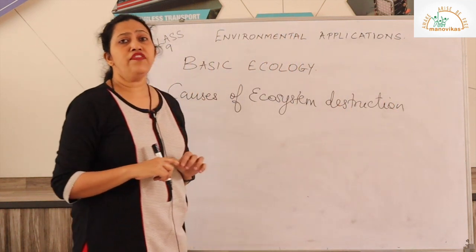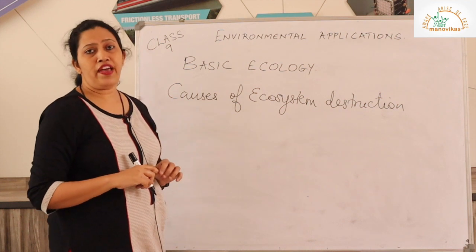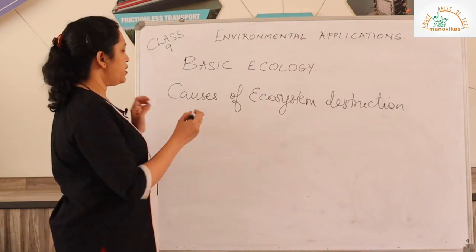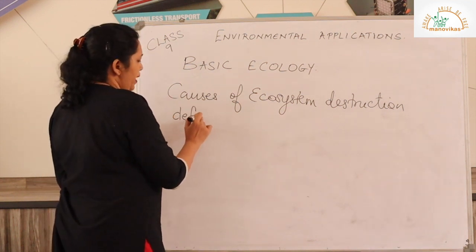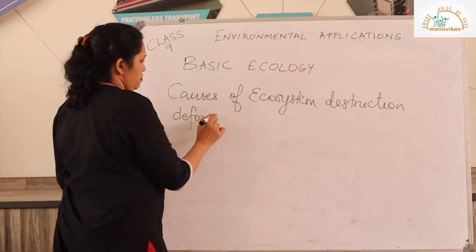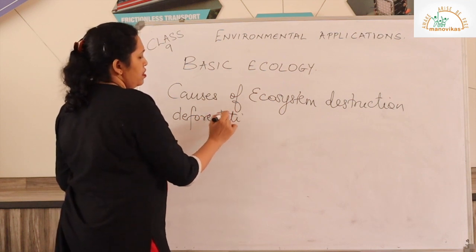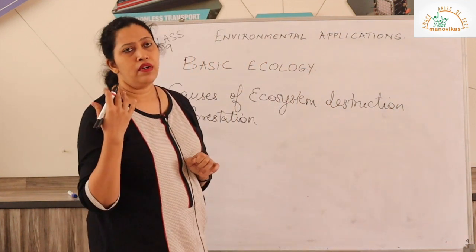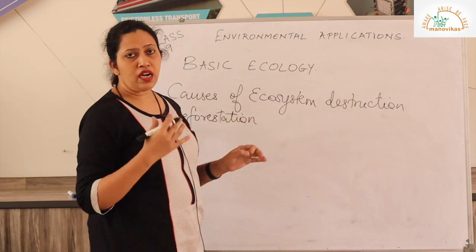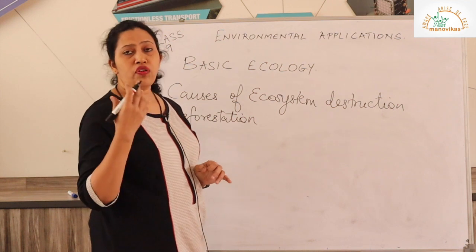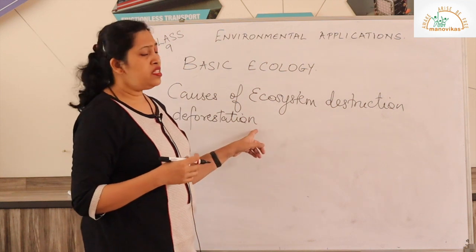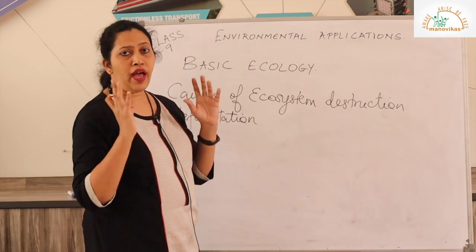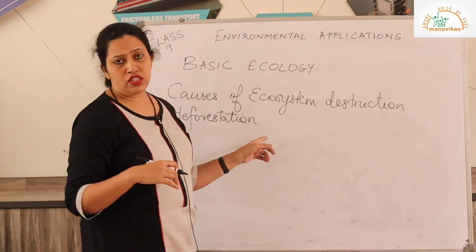First one is deforestation, or it's also called felling of trees. For various purposes, settlements, construction of dams, etc., we are needing more and more land for agriculture, for settlement, construction of dams. Areas of forests are being cut down for construction of roads, railways, etc. So when this is done, we are just destroying the whole ecosystem or habitat. So this is the first cause of destruction of ecosystem.